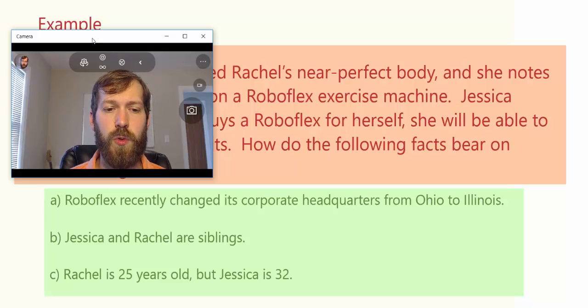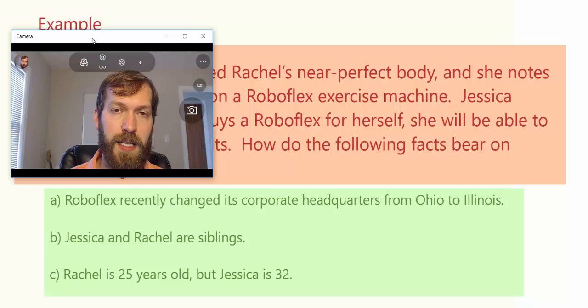Suppose we find out Rachel is 25 years old, but Jessica is 32 years old. This weakens the argument. It's unfortunate, but the older you get, the harder it is to maintain your body and to keep it physically fit. And so, if Jessica is much older than Rachel, then we can anticipate that it'll be harder for her to duplicate those results.